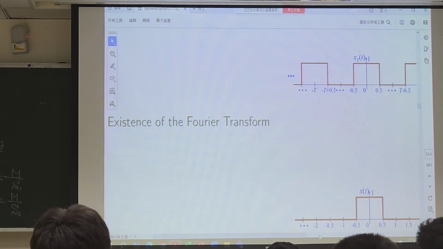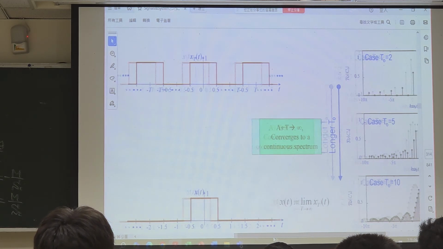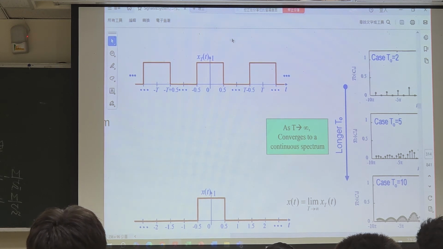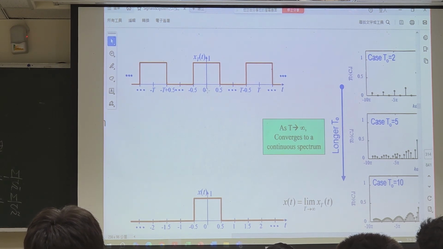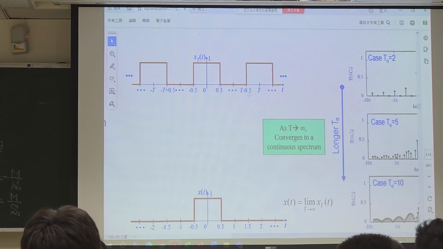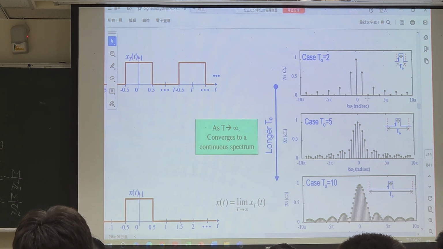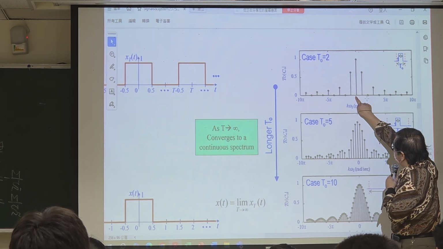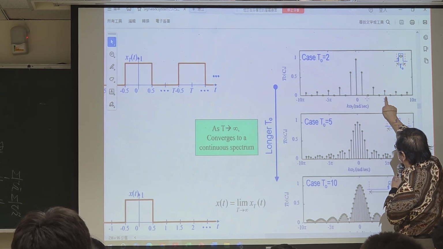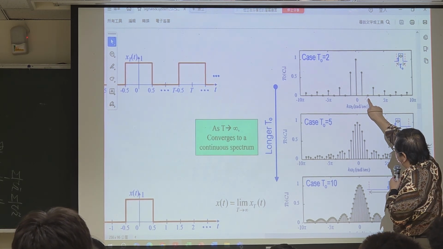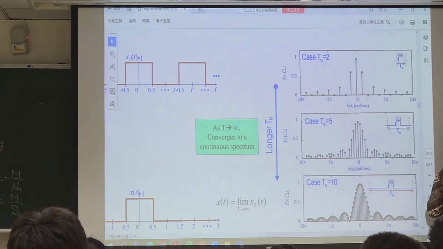So this is the conceptual figure. If we are dealing with a periodic function with period, let me call it t sub 0, for this one that's 2 seconds. If you find the Fourier series expansion, you have x of k, those are the coefficients. And the frequency response is at discrete frequencies: omega 0, 2 omega 0, 3 omega 0, and so on.